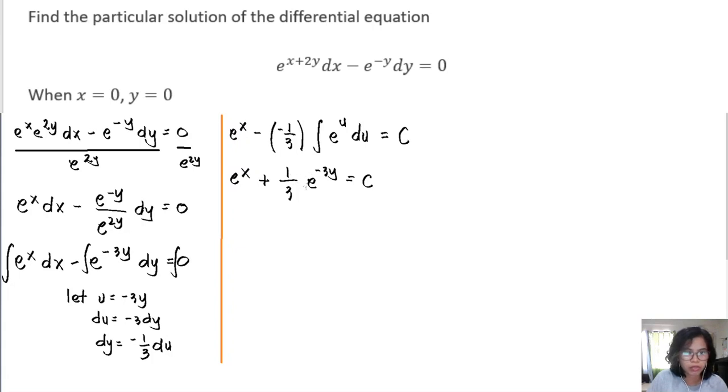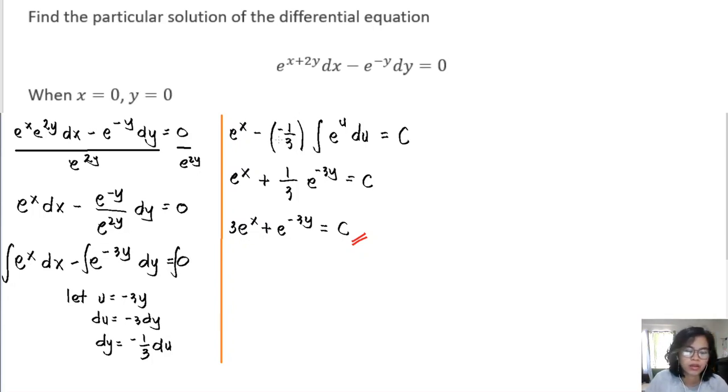Let us just simplify the equation. Multiply both sides by 3. This becomes 3e to the x plus e to the negative 3y equals 3c. Again, 3c, c squared, e to the c, ln c, that is just simply another arbitrary constant c. So this is our general equation or general solution for this differential equation.